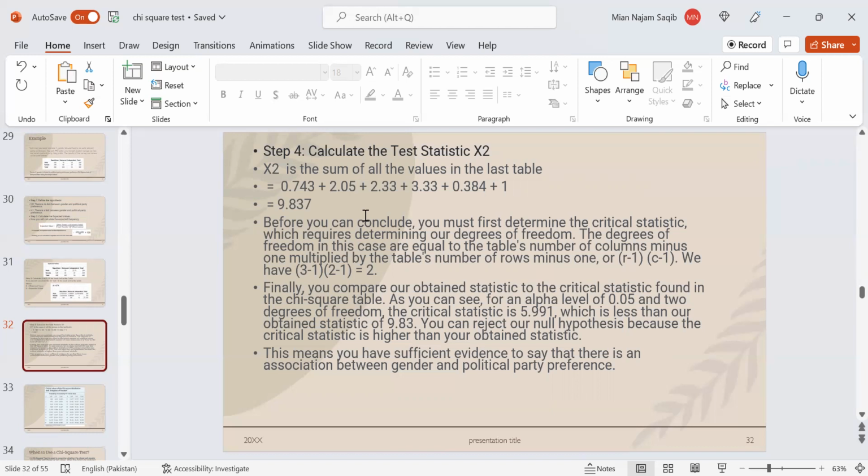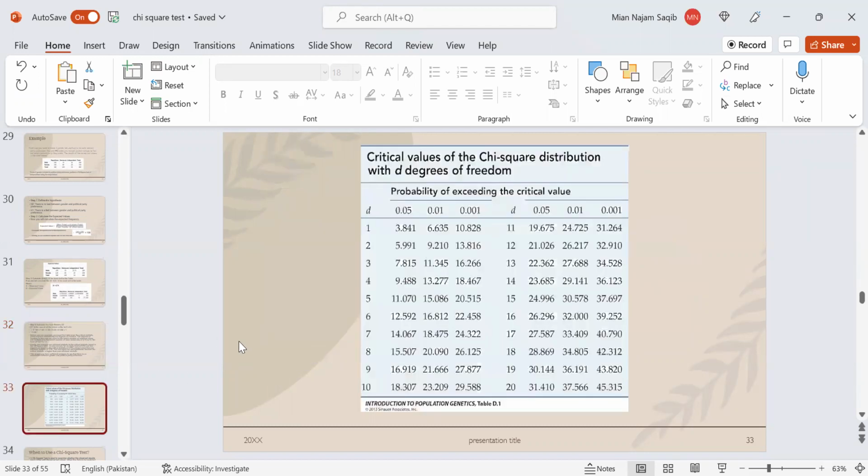Finally, you compare our obtained statistic to the critical statistic found in the chi-square table. As you can see, for an alpha level of 0.05 and 2 degrees of freedom, the critical statistic is 5.991, which is less than our obtained statistic of 9.83. Therefore, we can reject our null hypothesis. This means you have sufficient evidence to say that there is an association between gender and political party preference. This was calculated from this table.